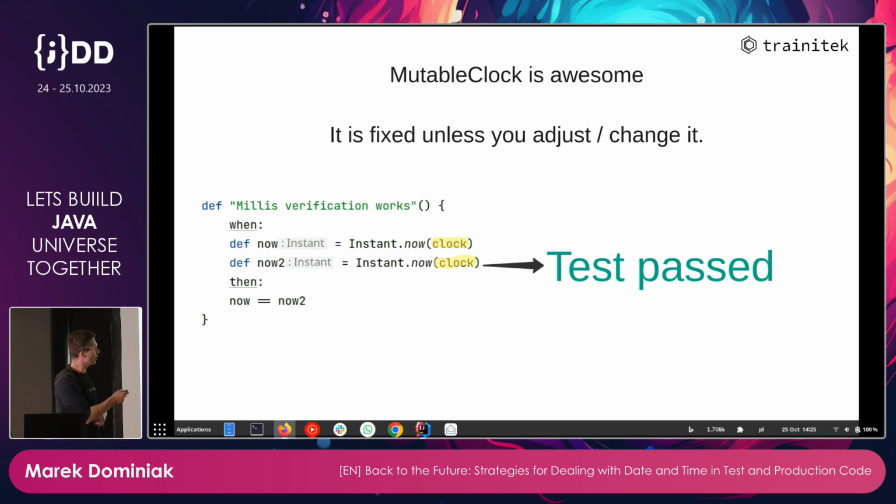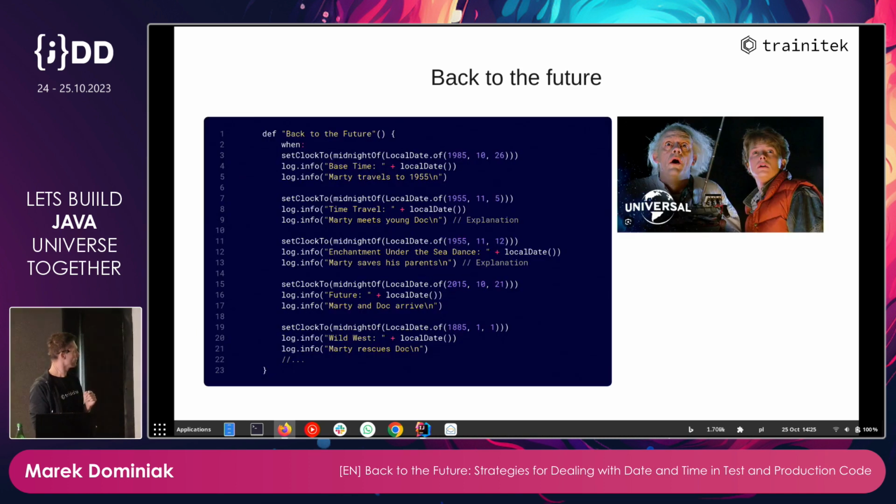So mutable clock is awesome because it is fixed unless you adjust or change it by yourself. So essentially now you have complete control over time and you can do wonders with your domain object without hacking them or sleeping in time. So those are fast tests.